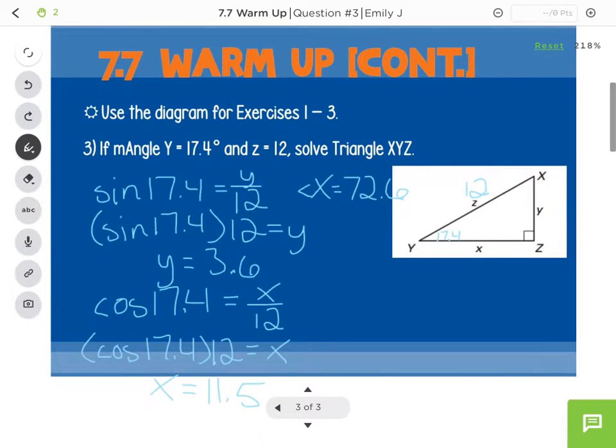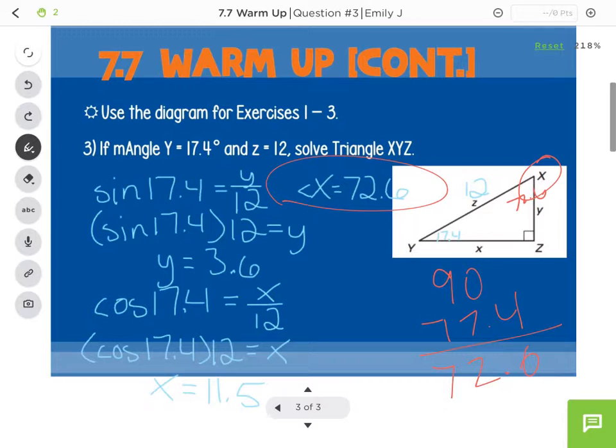Okay, and then the last one, this time it said to solve the triangle x, y, z. So you had to find all the missing sides and all the missing angles. They gave you that y was 17.4. So if I wanted to find angle x, I would have to do 90 minus 17.4, right? So that's a minus. And I get 72.6 in there. So that's one of the things you're missing, which is right here.